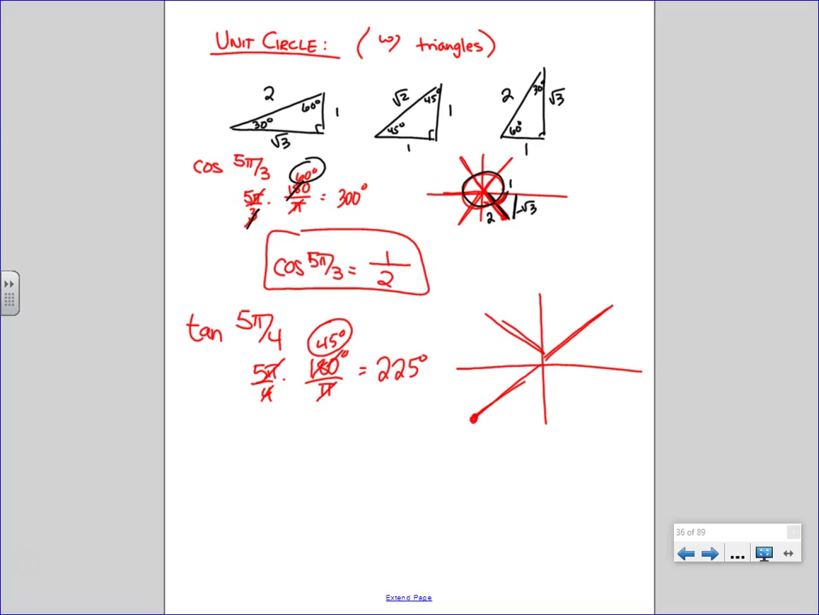You could then throw in your 45-45-degree triangle and say, hey, it's a 1, 1, root 2. Except I'm going left, so that's a negative, and I'm going down, that's a negative. And you can say, sweet, what's my tangent? Opposite over adjacent. That's -1 over -1.